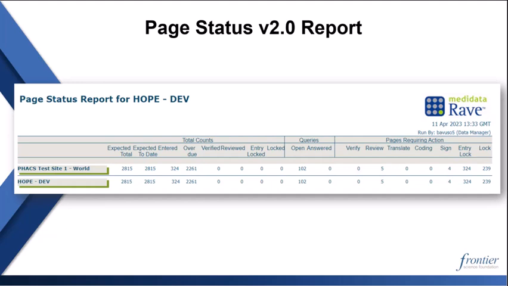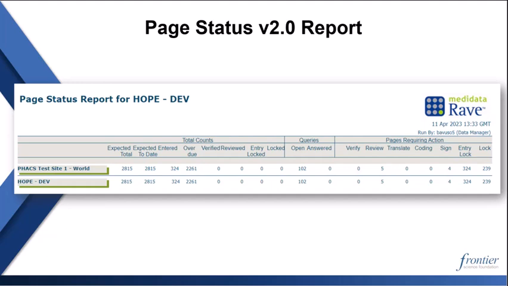Here we see the Page Status 2.0 report in the report viewer. Headings on the left side of the table indicate that we're looking at a single site in this report, the FACS Test Site 1. It is possible to run this report for multiple sites, in which case other names would be listed at the top of the screen. The bottom row, labeled Hope Dev, provides a total for each column.